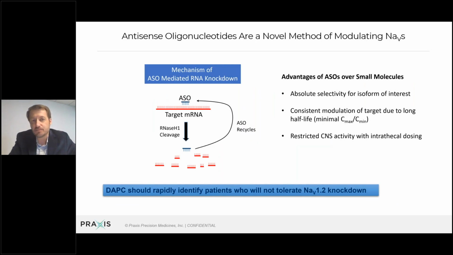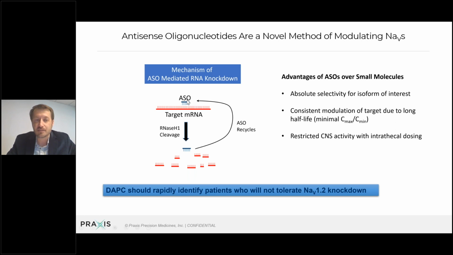So how is Praxis getting at this? We have disclosed that we've got an antisense oligonucleotide program. This isn't something which we traditionally think about, but they are becoming mainstream. So ASOs are a really unique and interesting way of modulating the target. And also, you can do so in many different modalities. In our case, we are trying to modulate the target mRNA specifically to reduce mRNA.